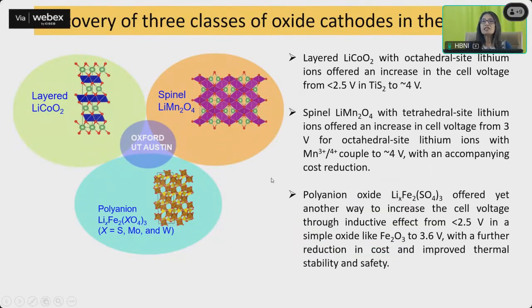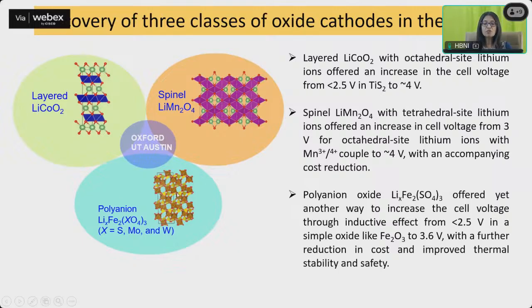Now you have the discovery of three classes of oxide cathodes in the 1980s. Right back in the 1980s, these three different classes of materials were discovered, and we are still using them as cathodes in the lithium ion battery. One is the layered lithium cobalt oxide, which you all know. This came into existence in 1980 when Professor Goodenough came up with this cell with lithium cobalt oxide and a lithium metal anode. Then there is the spinel LiMn2O4 kind of system, with doping and variation of this structure, so the spinel class of materials.